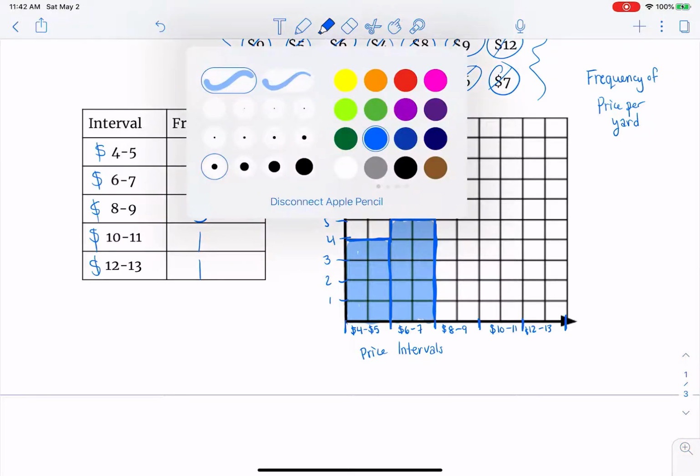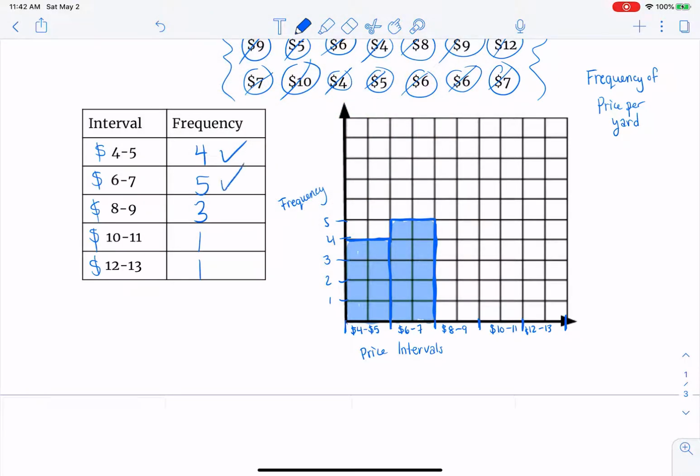And our third interval, we have 3. And our fourth interval is 1. And our fifth interval is also 1.